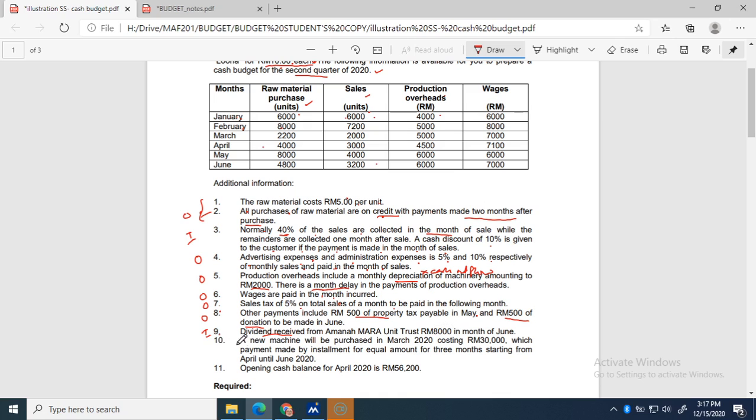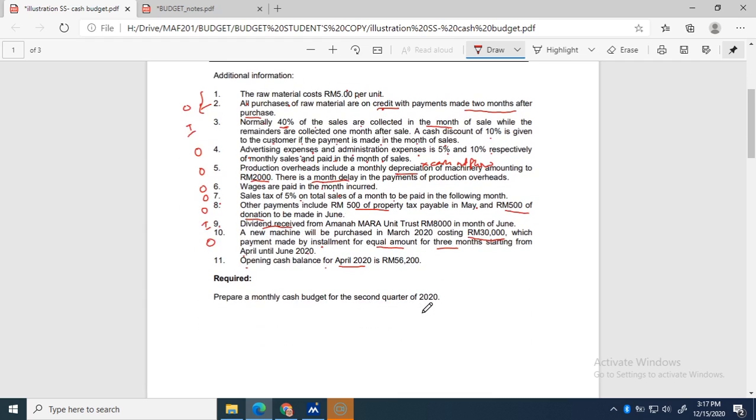Okay, number 10, a new machine will be purchased in March costing 30,000. So the cost of the machine is 30,000. The payment is by installment, equal amount for 3 months. So 1 month is 30 divided by 3 is 10,000, when the payment is from April until June. So this is cash outflow. So this is the opening balance in April 2020, 56,100. So you are required to prepare monthly cash budget for the second quarter. So second quarter means April, May, June.